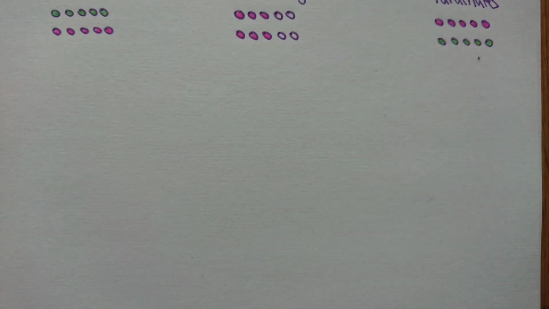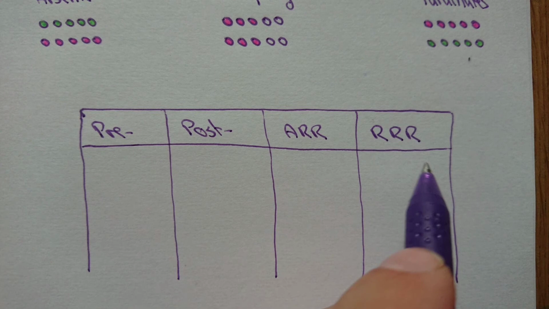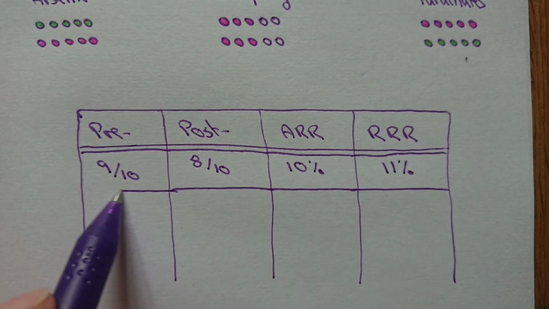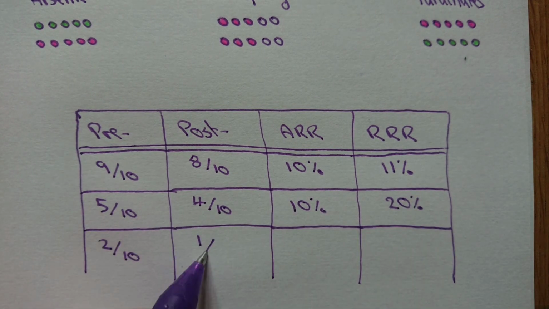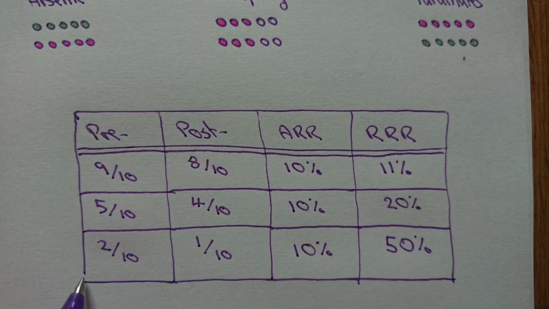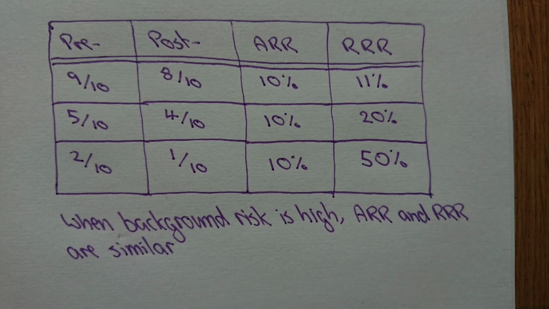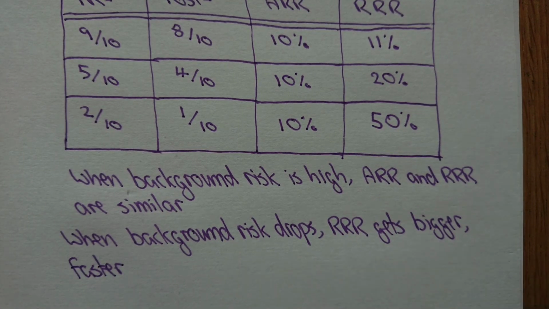So now we'll change the incidence but keep the absolute reduction the same. If there's a drop from 90% to 80%, that's a 10% absolute reduction and an 11% relative reduction. Drop that to 50% and 40%, and the relative reduction increases to 20%, and drop it to 20% and 10%, and it increases to 50%. So when the background risk is high, absolute and relative reductions are similar, but when the background risk drops, the relative risk reduction gets bigger, faster.